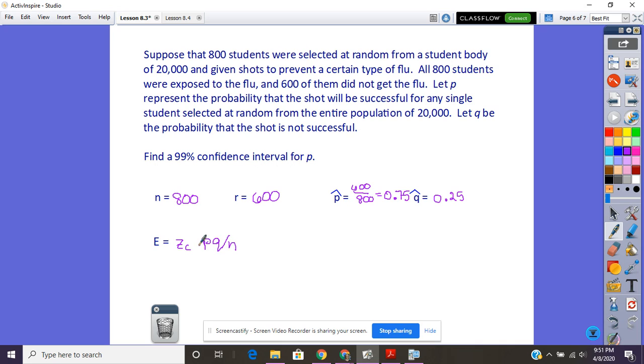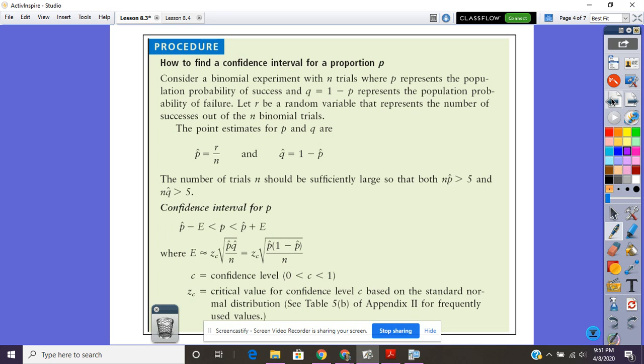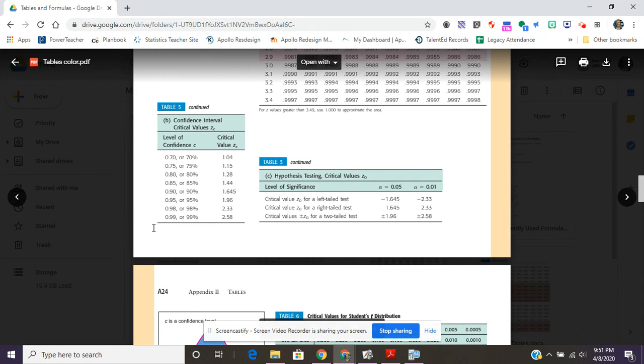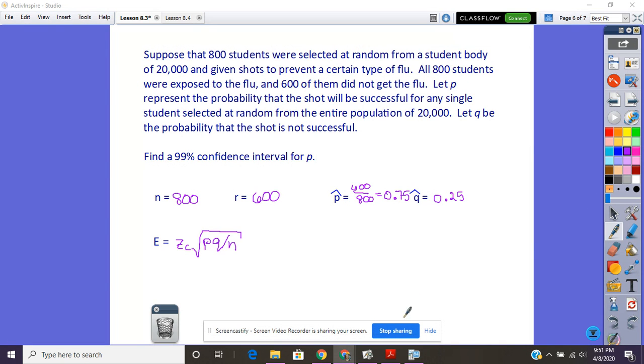So to find our margin of error, if you recall, it was ZC and then P, Q divided by N, and all of this was under the root. And in case you don't remember that formula, let me go back one more. Here it is right here: ZC, P, Q, and all under the root. All right, so we want a 99% confidence interval. So let's look at this table, and 99% is 2.58. That's our critical value, 2.58.